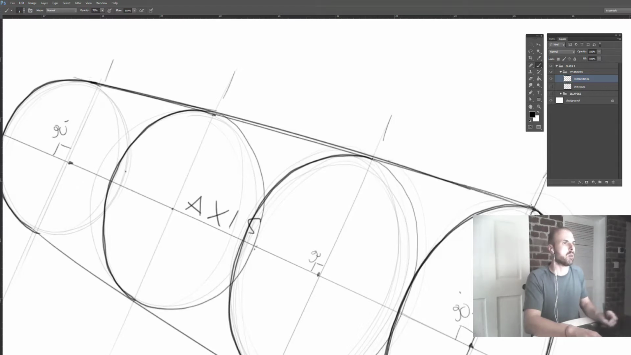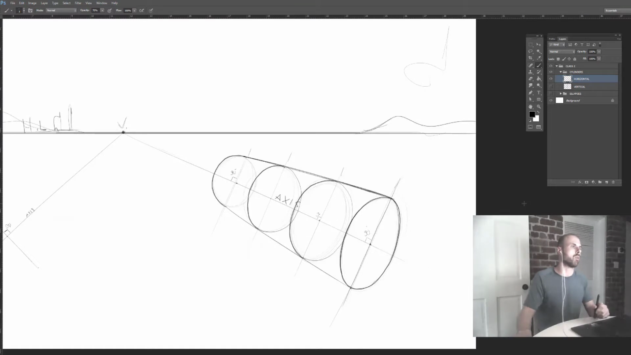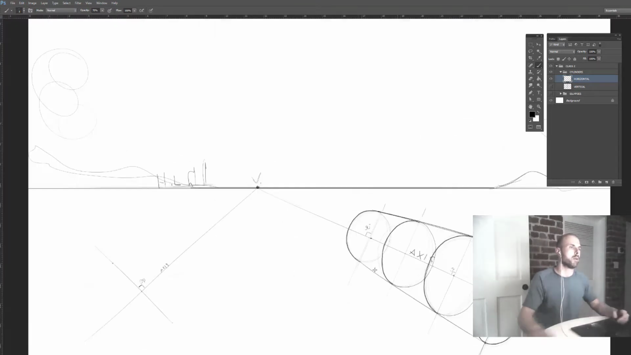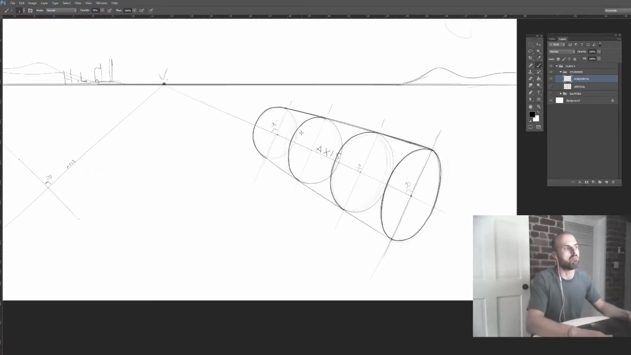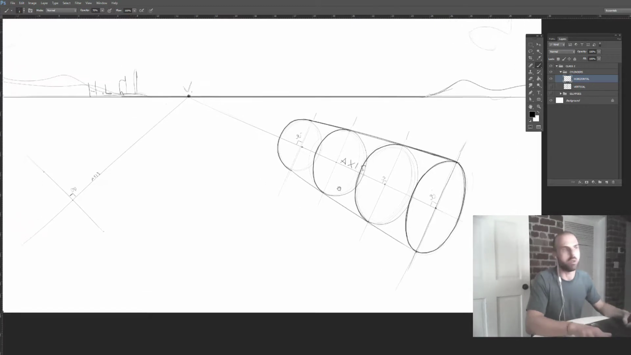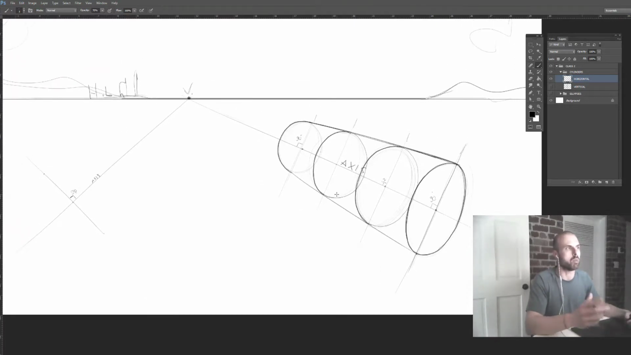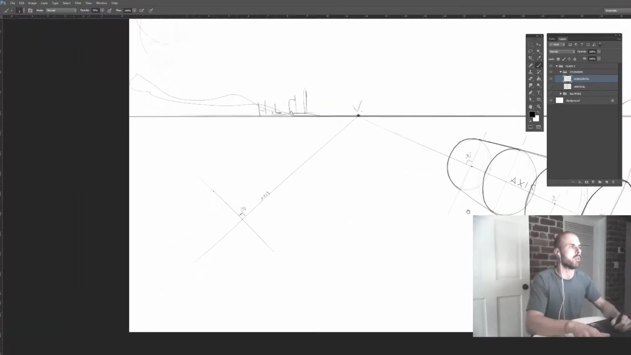cylinder with darker lines, just to make sure that it's very powerful and visible. Do we need to have two section lines in the middle? No, we don't. I just did them to show you basically what happens to cylinders.